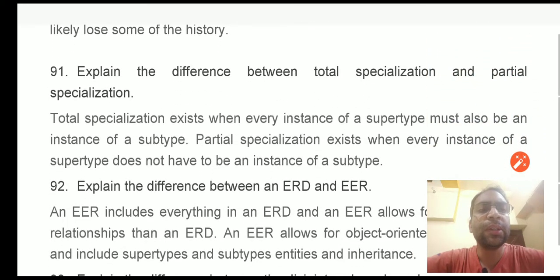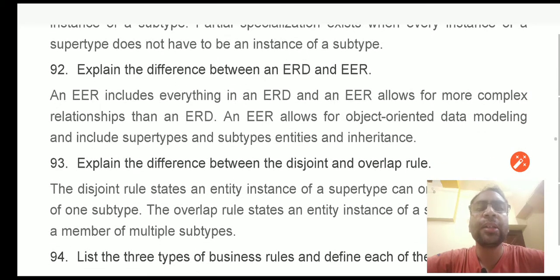What is the difference between ERD and EER? The full form of ERD, as we know, is entity relationship diagram, and EER is the extended entity relationship diagram. So an EER includes everything in an ERD, and an EER allows for more complex relationships than an ERD.